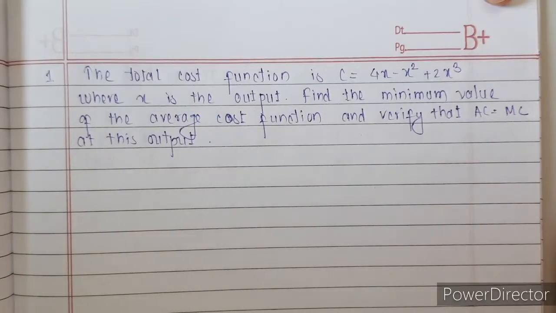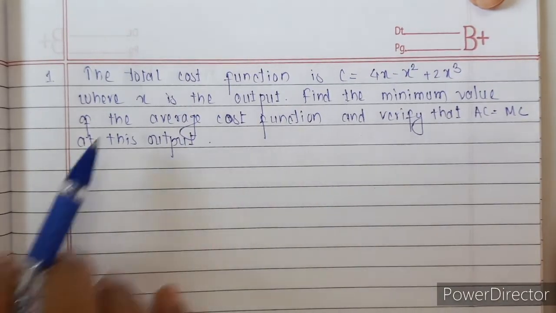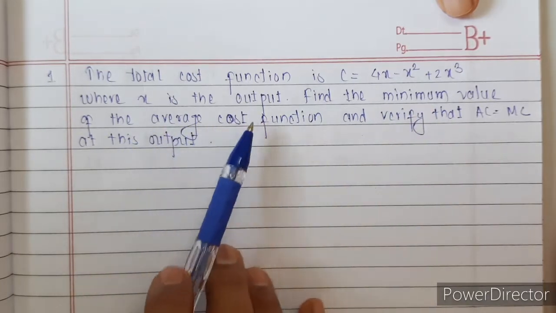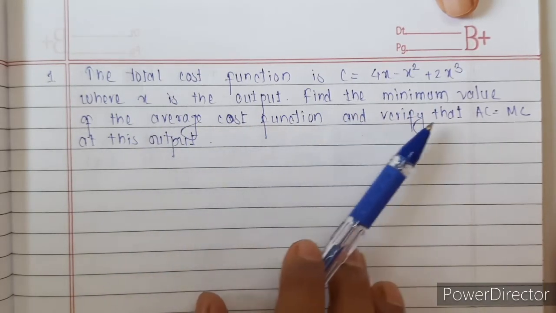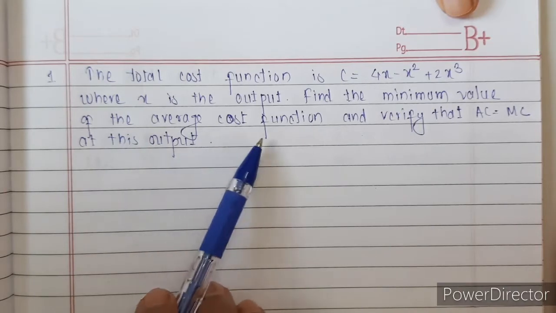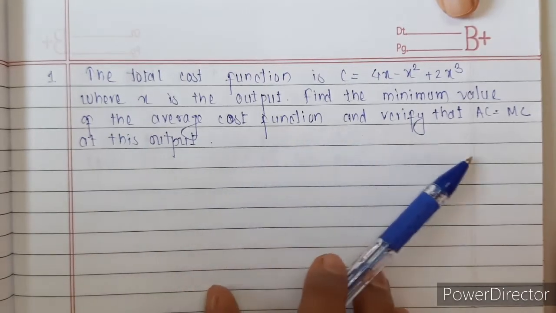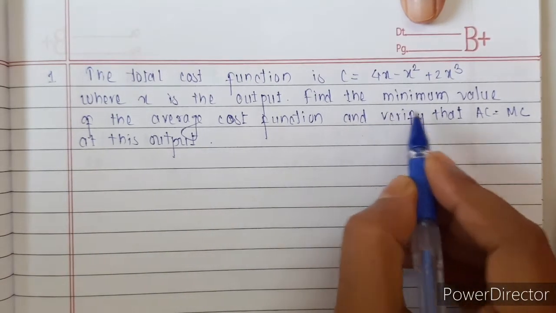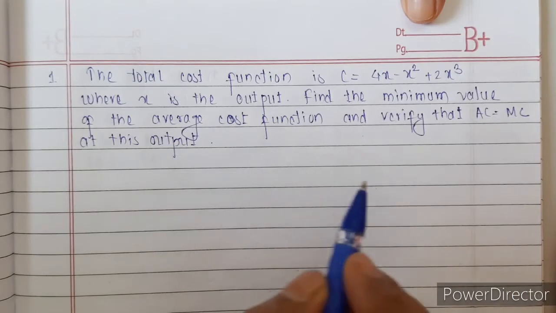The question on minima and maxima. Okay, so the total cost function is given where x is the output. We need to find the minimum value of the average cost function and verify that average cost is equal to marginal cost at this output. The first thing, we have to find the minimum value of the average cost.